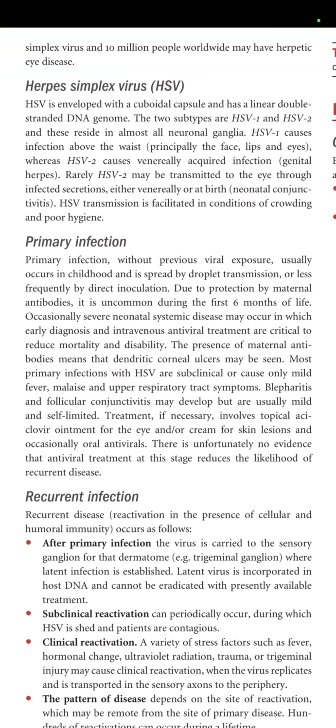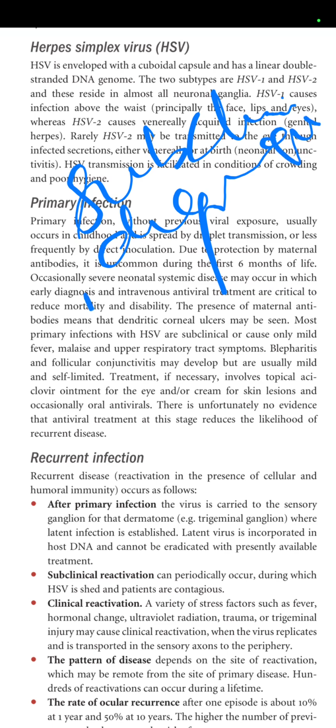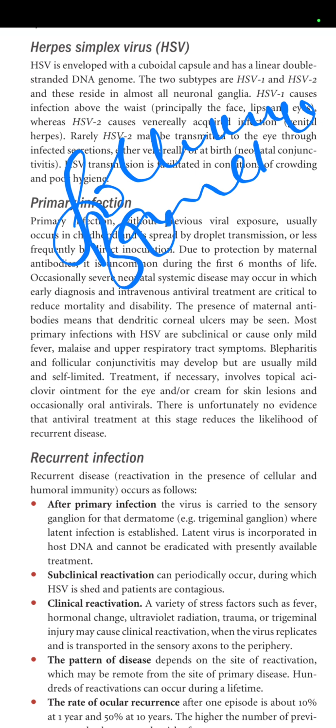Most primary infections with HSV are subclinical. Subclinical means that a patient does not have any aggressive symptoms. It is usually very subclinical, and we could not diagnose it, or it comes with rare mild symptoms, or causes only mild fever, malaise, and upper respiratory tract symptoms. Blepharitis and follicular conjunctivitis may develop but are usually mild and self-limited. So in case of eye infection, if it is a primary infection, the patient may get a follicular conjunctivitis and a blepharitis, but it is usually self-limited. That means it resolves on its own.